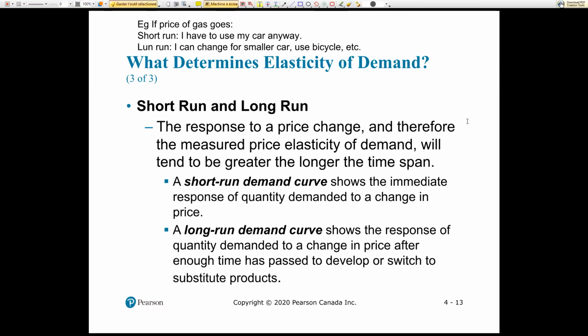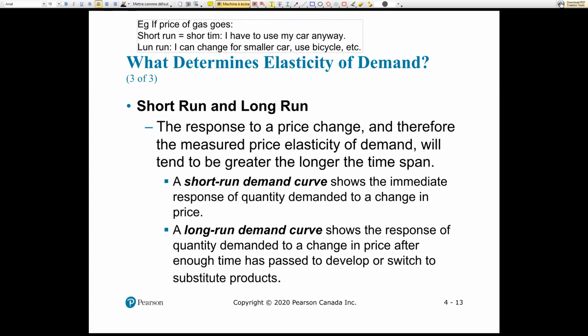I have a question though. I'm still confused a little bit. When you talk about short run, is it regarding the demand of the product? I don't understand. Short run, long run.